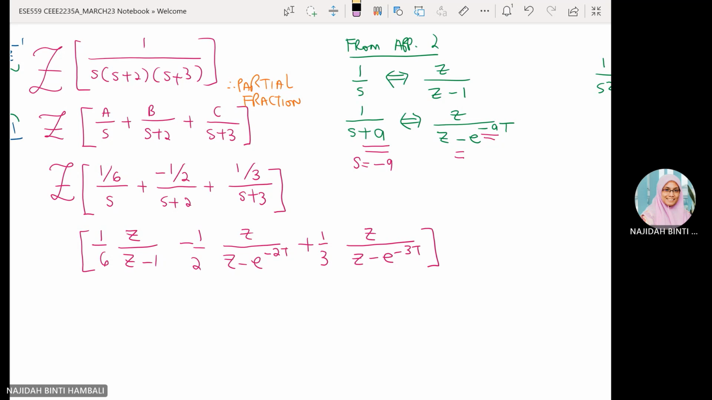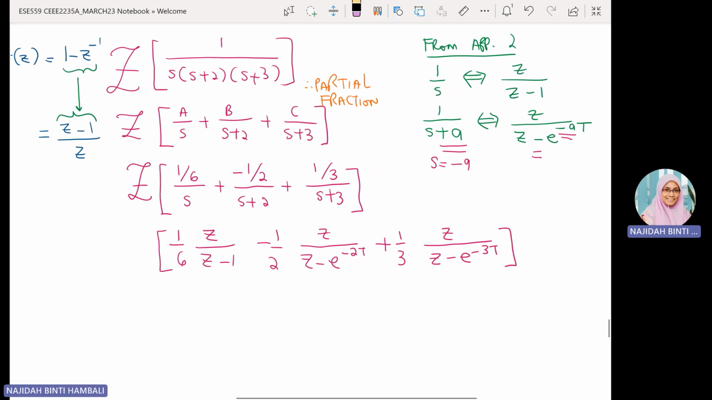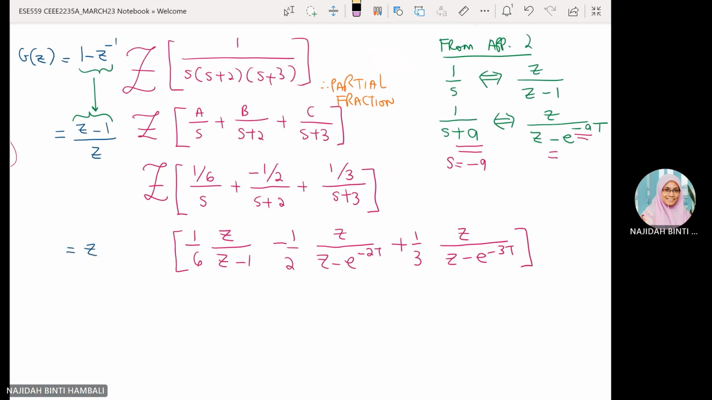Okay. So, multiply with the first function. So, semua dah dalam Z domain. Betul? Sila settlekan. Ini depends on your method. You nak settlekan, settlekan dulu. Okay. You simplify.